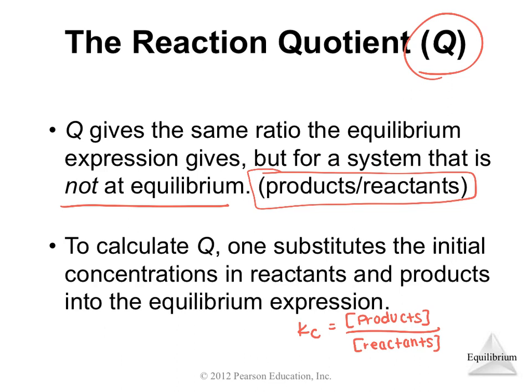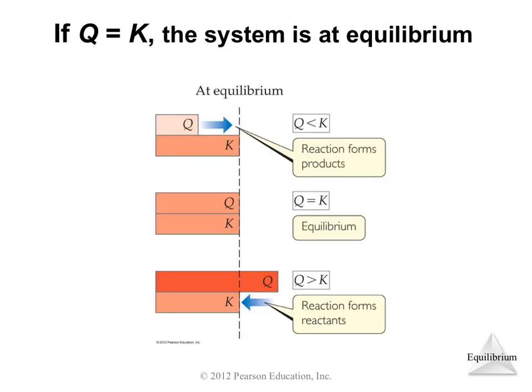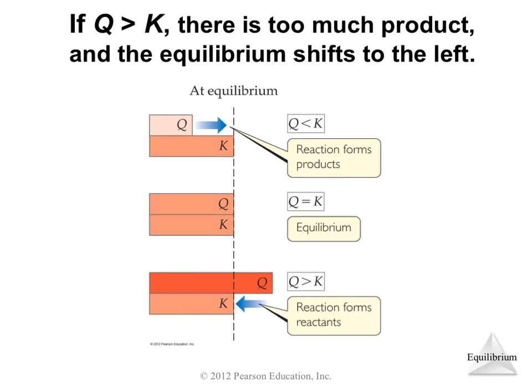Just like we would, except when we calculate K, this has to be at equilibrium. Q can be calculated at any point in a problem. So if Q equals K, if those things are the same, that means the system is at equilibrium. If they're not the same, that gives us information about which way the system needs to shift in order to reach equilibrium or go back to equilibrium.